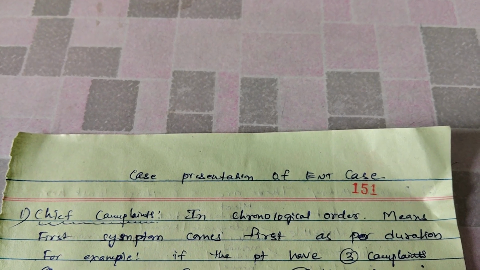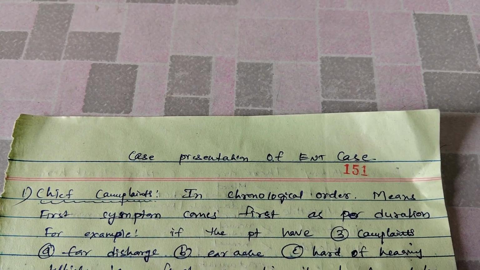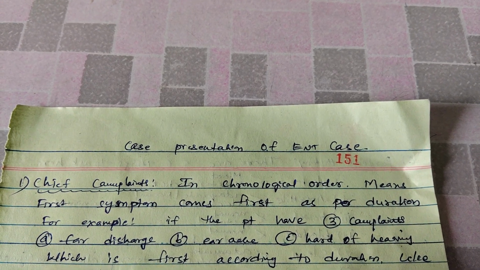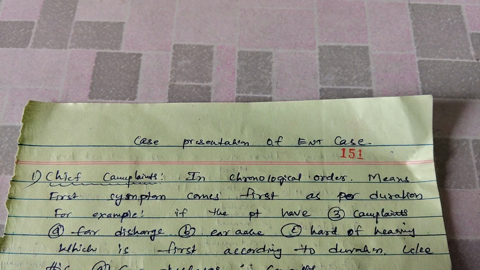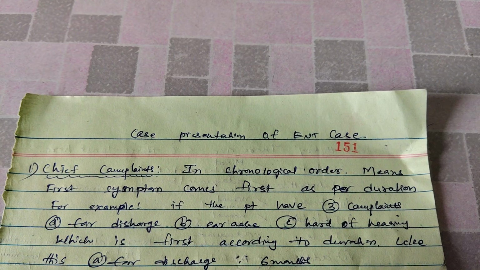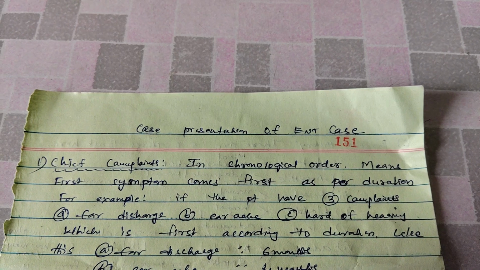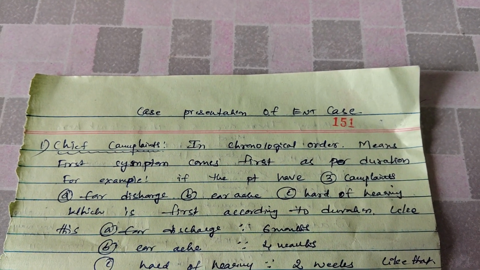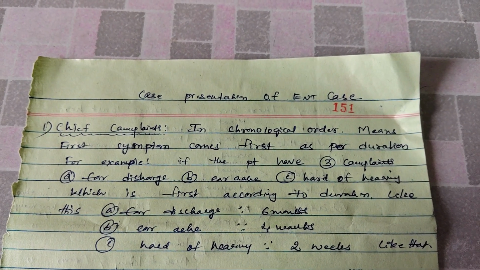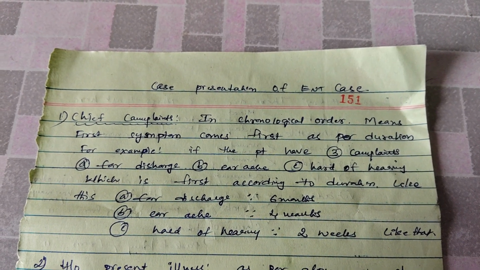Chief complaints should be in chronological order, meaning the first symptom comes first as per duration. For example, if the patient has three complaints, one is the ear discharge, one is the earache, and one is the hard of hearing. Which is first according to duration? So it comes as ear discharge for 6 months, earache for 4 months, and hard of hearing for 2 weeks. The more the duration, the earlier it comes, and the lesser the duration comes last. So this finishes your chief complaints.